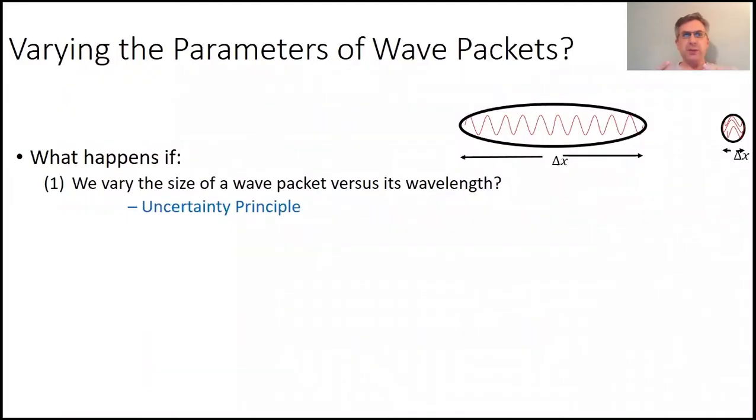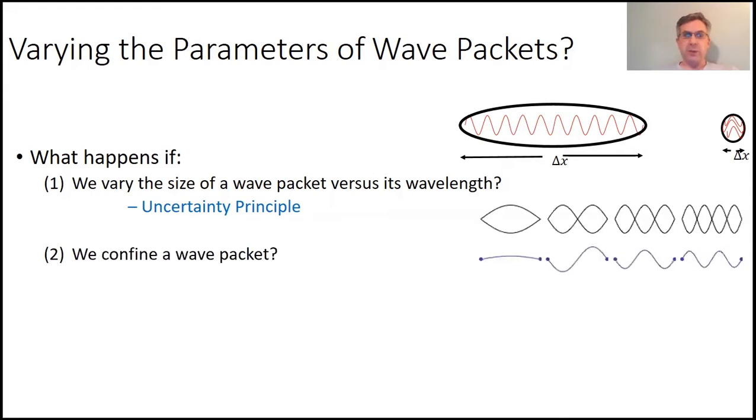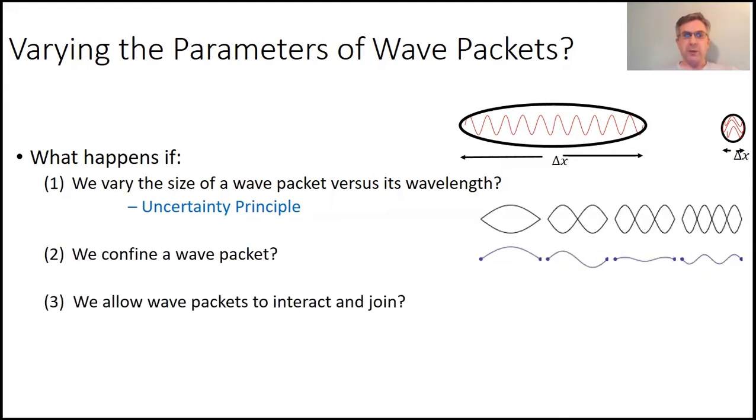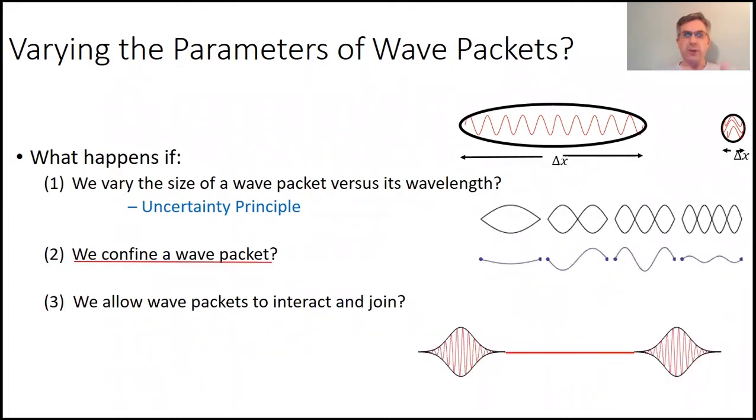So in these later episodes, I want to talk about how varying the parameters of wave packets gives us interesting quantum phenomena. In the second episode, I talked about varying the size of a wave packet versus its wavelength, and that gave us the uncertainty principle. In this episode, I want to talk about confining a wave packet. And later on, I'll talk about allowing wave packets to interact and join, which gives us entanglement. But here, we're going to focus on confining wave packets.